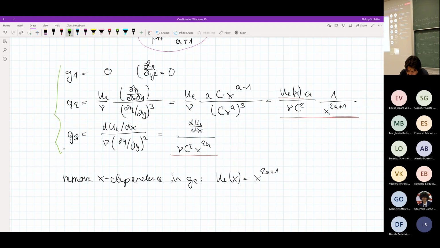I mean, the idea here is these three need to be independent of x and y. That's really our job for now. Okay, and if I do that, then I get for G2 the following. It's just a divided by mu times c squared. And now it's independent of x.